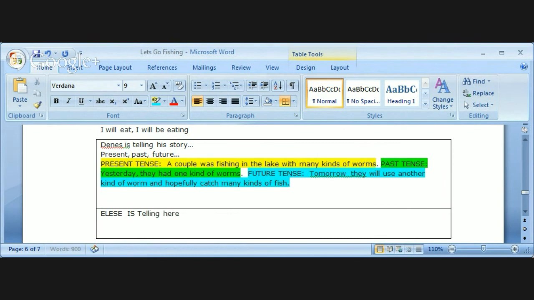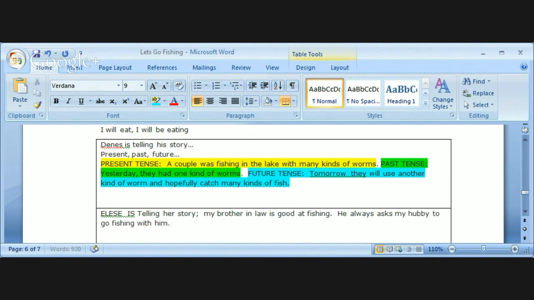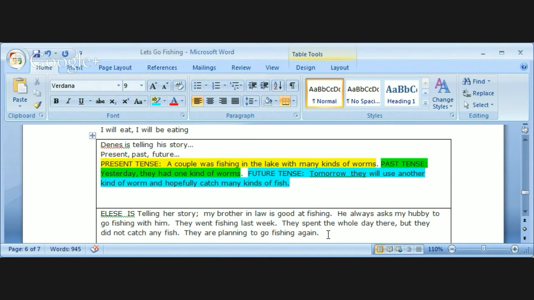My brother-in-law is good at fishing. He always asks my husband to go fishing with him. They went fishing last week. They spent the whole day there, but they didn't get any fish. They didn't catch any fish. They are planning to go fishing again. We have decided we will go fishing next week.